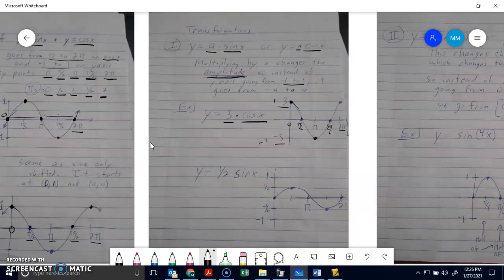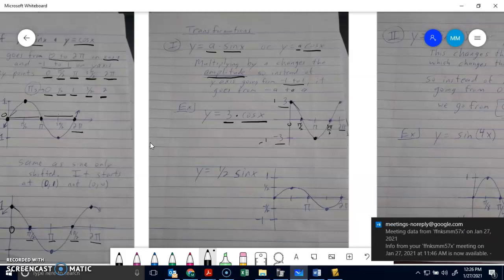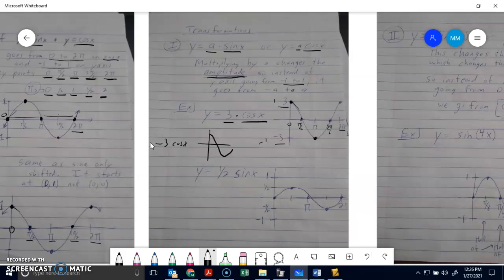If there's a negative in front of that, it would flip it upside down. So like -3 cosine would look like this. Instead of it going from 3 down to -3, back up to 3, it flips it. It starts at -3, goes up to +3, and then comes back down to -3. It just flips it upside down.